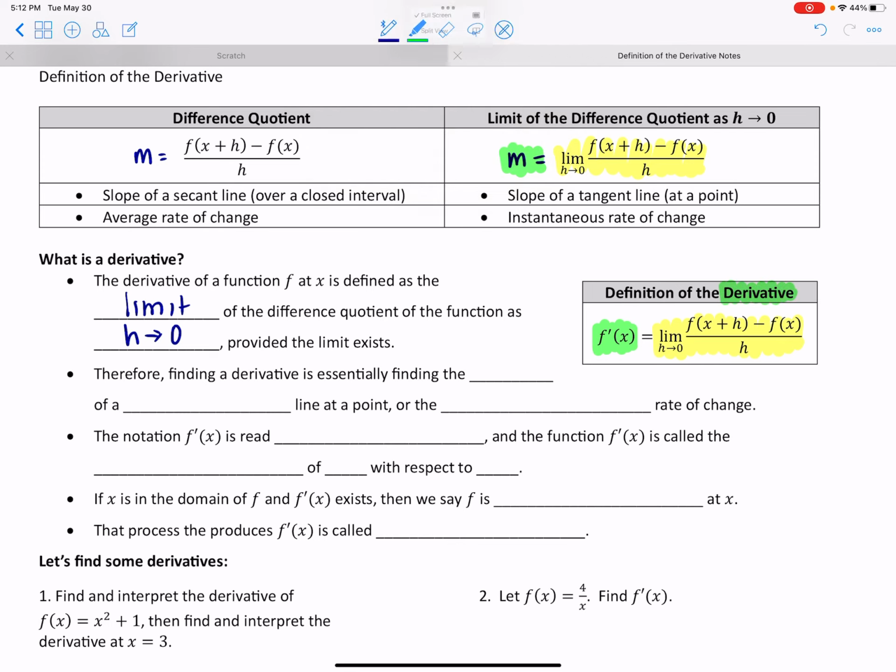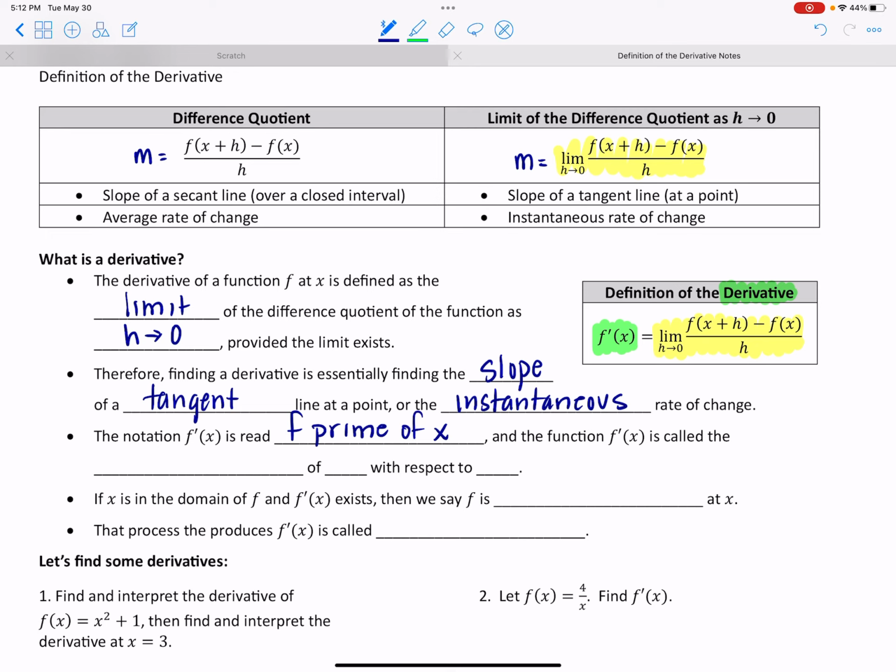Okay, let me erase the highlight on this one. So finding a derivative is essentially the same as finding the slope of a tangent line, or of a line tangent to a curve at a point, or the instantaneous rate of change. Same processes. And again, our notation, f prime of x, that's what we see here, that's how we read that. So we're going to say f prime of x, that is the derivative.